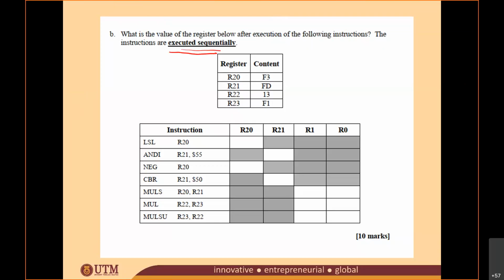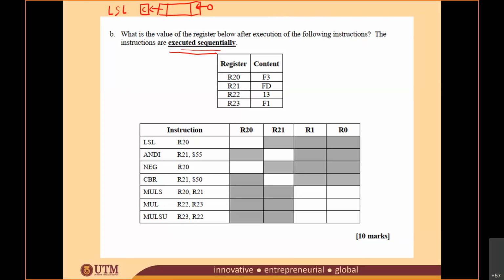So what does the LSL do? LSL, what is an LSL? LSL stands for logical shift left. Mana dia? Logical shift left. Okay, so this LSL shows that bit 0 and bit 7: 0 will go to your bit 0, while bit 7 will go to your C flag. Okay, so this is the LSL.